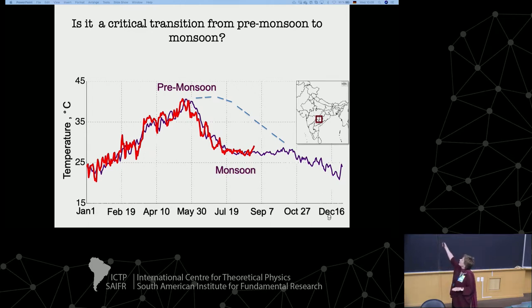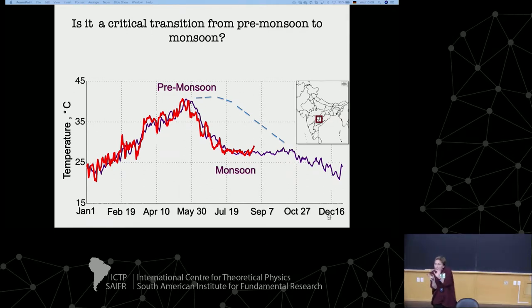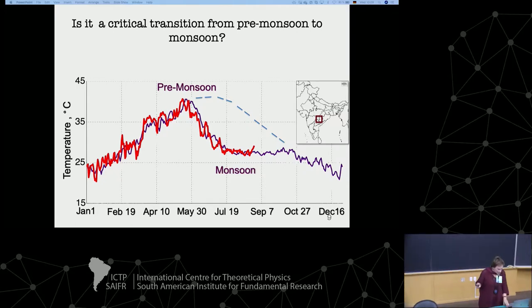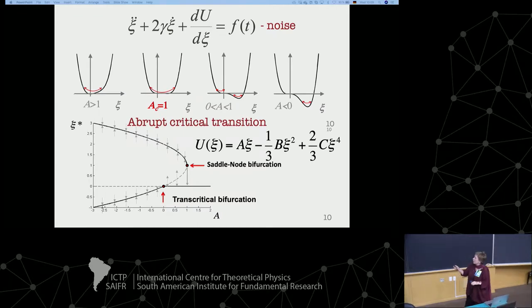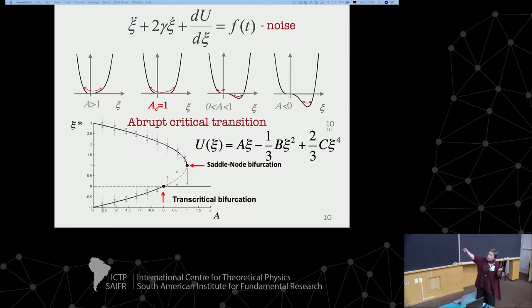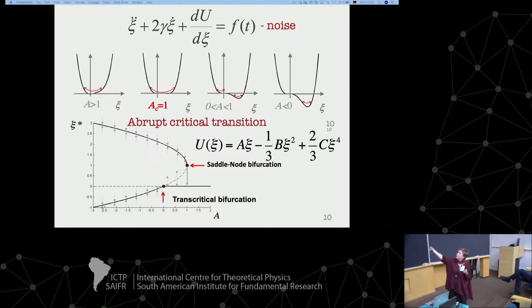And another, pre-monsoon. I remove this part and this part, as everything is in theoretical physics, I just will consider only transition from the highest temperature pre-monsoon system to monsoon system. Okay, how can we describe this? It might be possible using this well-known equation of a nonlinear oscillator with asymmetric potential.